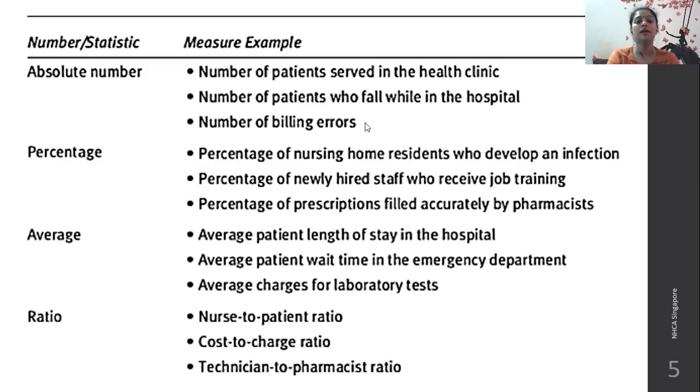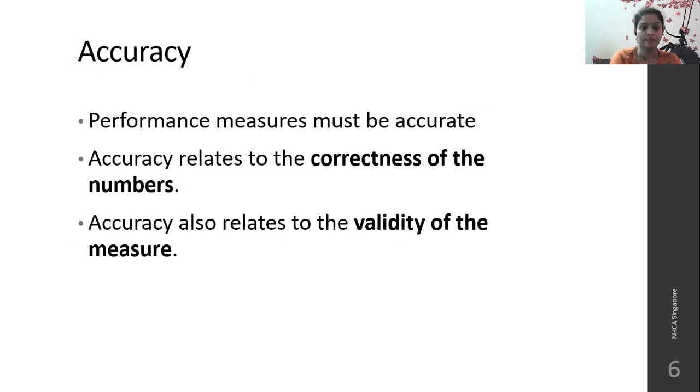So absolute number, for example, number of patients served in the health clinic, number of falls in the hospital. Percentage, the percentage of newly hired staff who receive job training, etc. Average is the average length of patient stay, average waiting time. Now, ratio, nurse to patient ratio, cost to charge ratio, etc. So these are the examples of various kinds of measurement data used in the healthcare industry.